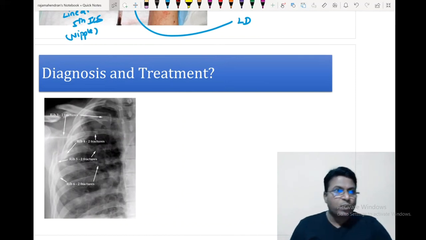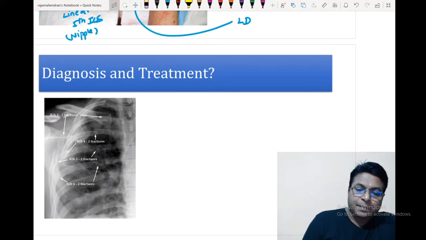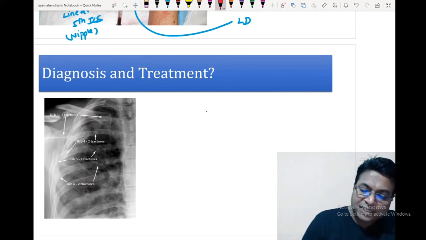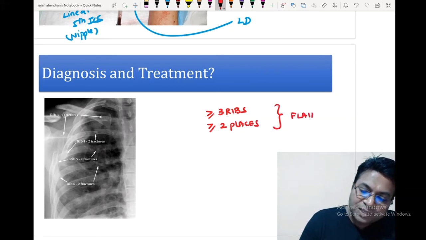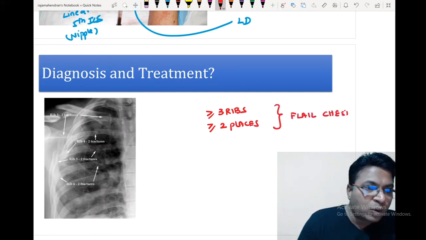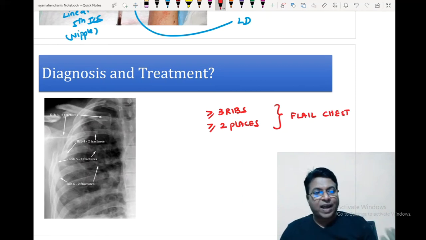So this is a picture showing you multiple ribs are fractured. More than or equal to 3 ribs fractured in more than or equal to 2 places. What is it known as? From Bailey and Love, this is known as flail chest. Please don't forget: more than or equal to 3 ribs fractured at 2 or more places.